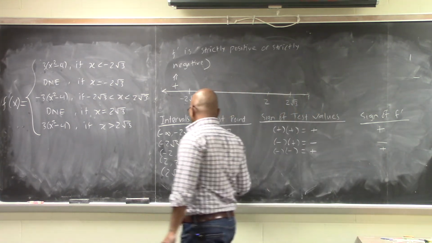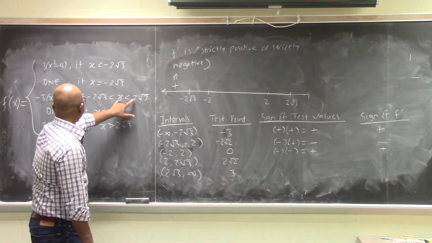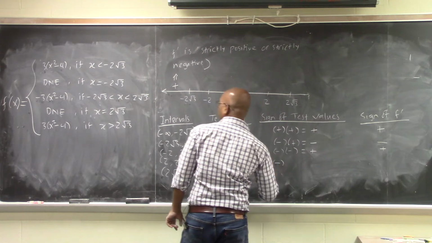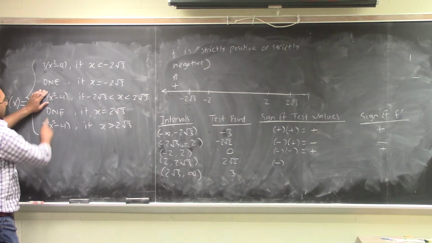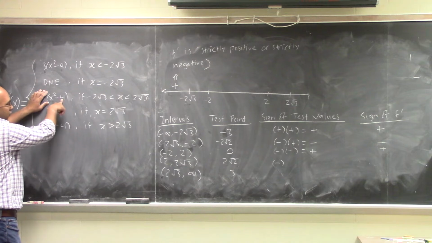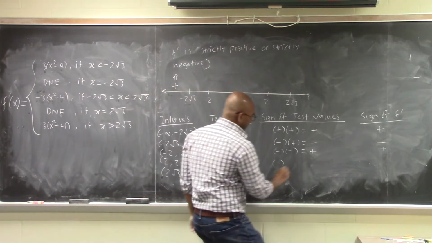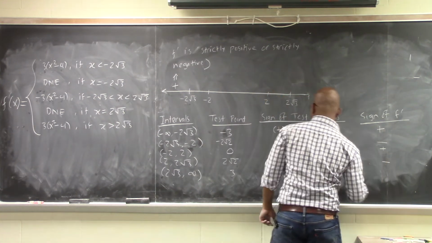All right, now 2 root 2. So still here, right? Okay, so then this is negative, because negative 3, and then 2 root 2 squared is 8, right? 8 minus 4 is 4, which is also positive. So negative times positive is also negative. So this is negative there, okay?